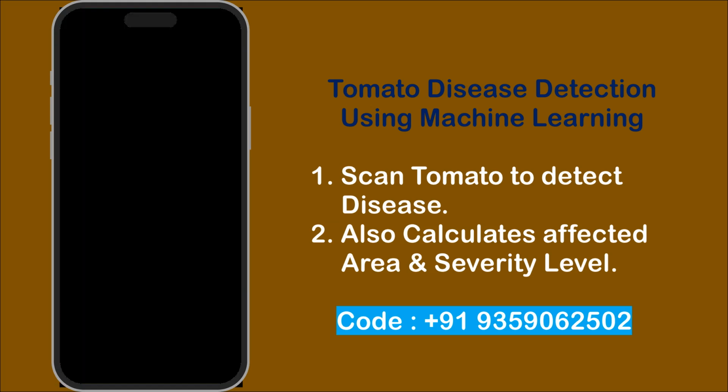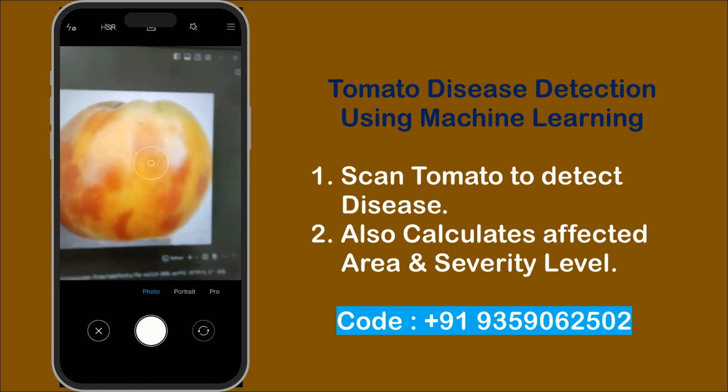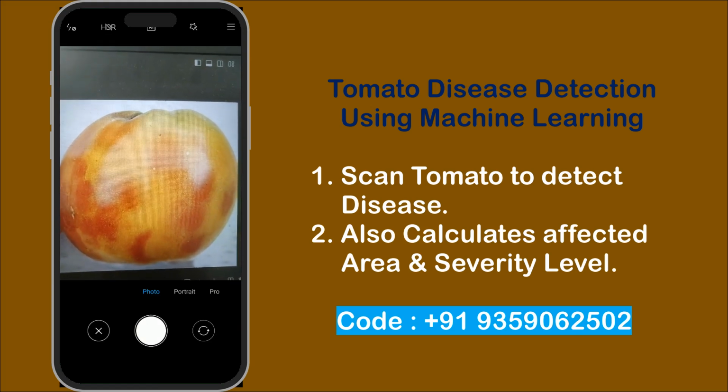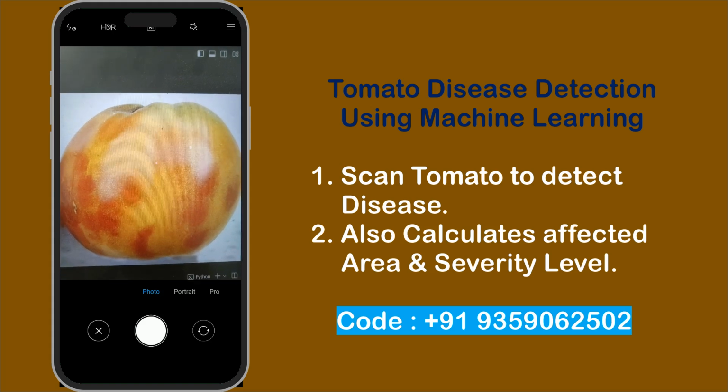By clicking on Upload Image, the farmer can take a real-time picture of the tomato. After that, the system will process the image and will identify the disease-affected area.